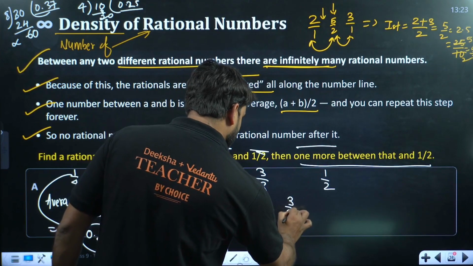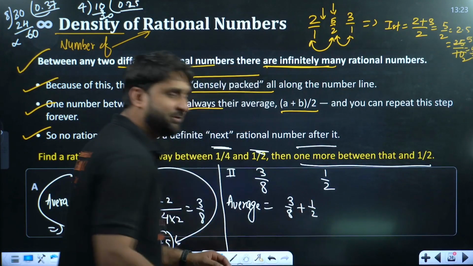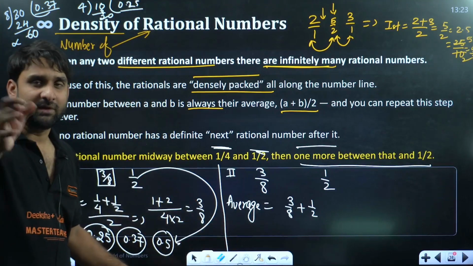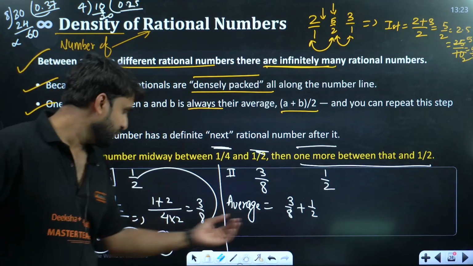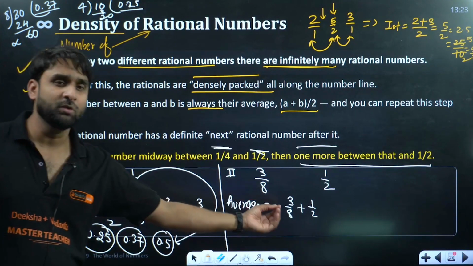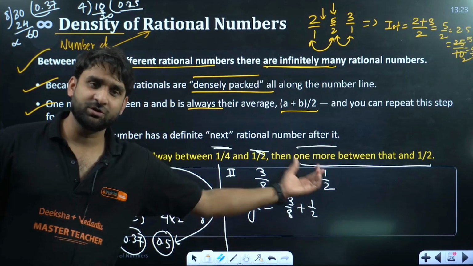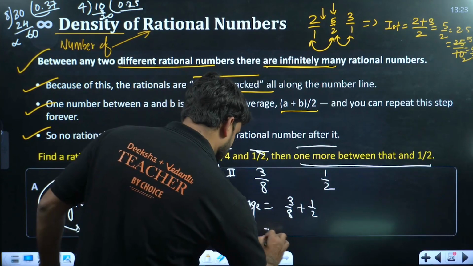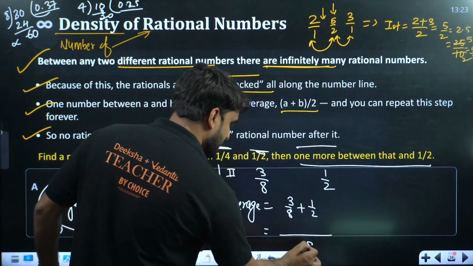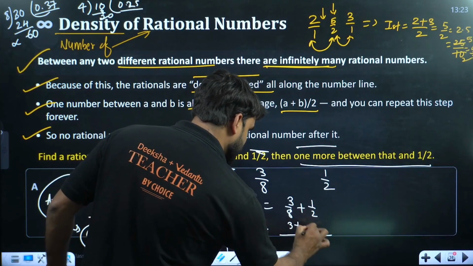So let's add 3 by 8 and 1 by 2. So let's do one thing. If anyone of you is getting confused how I did the calculation here, let's do the calculation of addition of these two fractions first. What will be the fraction? LCM will be 8. 8 1s are 8, 3 will come here, 2 4s are 8, 4 will go there.